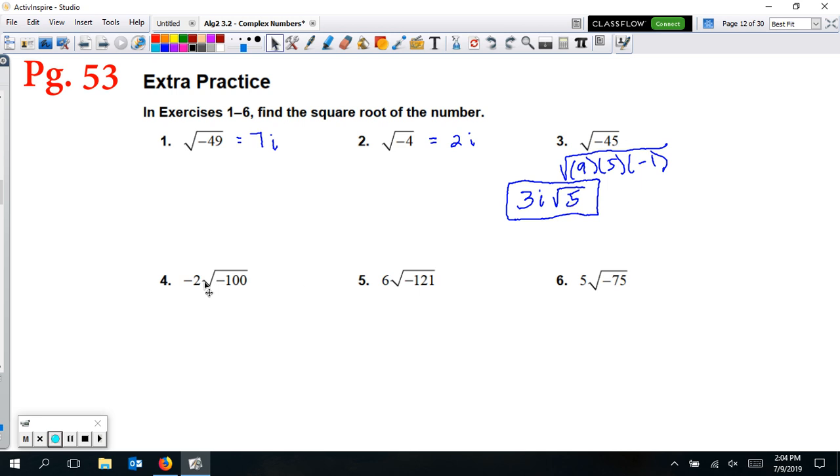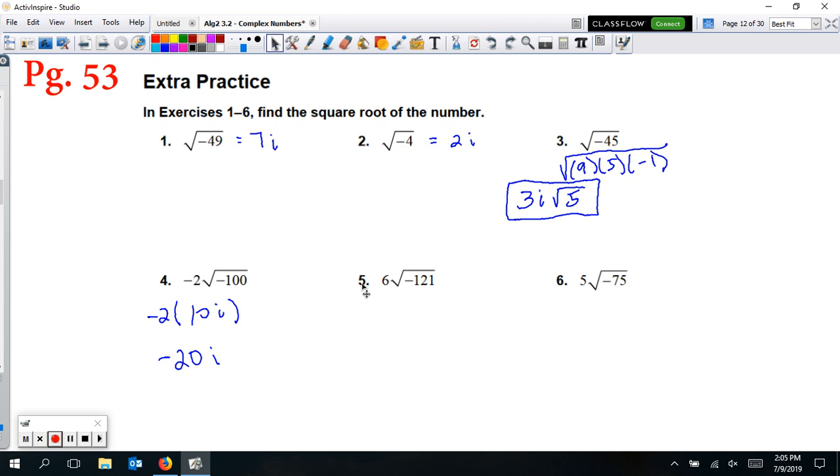Number 4. This one already has a negative 2 in front, so we're going to multiply whatever we pull out of this radical by the negative 2. Well, obviously, we know the square root of negative 100 should be 10i. So if I say 10i times negative 2, I multiply negative 2 times 10i. Negative 2 times 10 is negative 20, so the answer is just negative 20i.